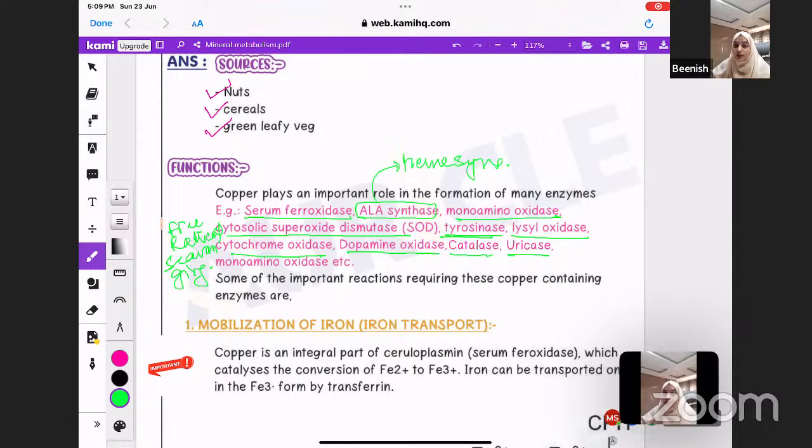So we see that copper forms an important part of many important enzymes. All these enzymes are involved in important molecular processes, in the synthesis of collagen, in the synthesis of melanin, or in the synthesis of heme. So any deviation or error in the normal level of copper will affect these enzymes, and in turn the functions of these enzymes will be hampered.